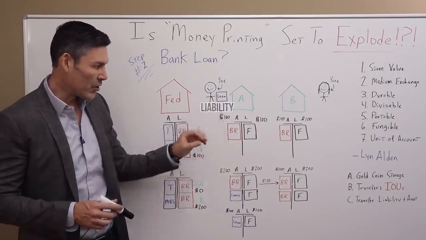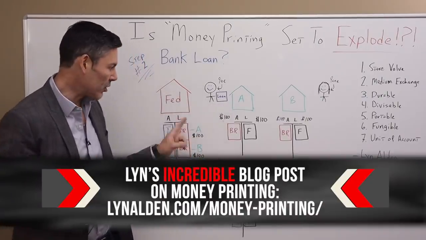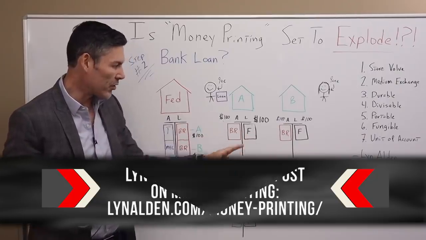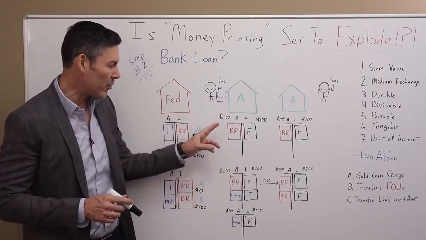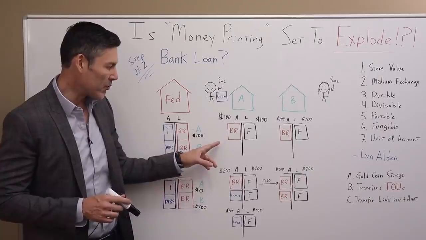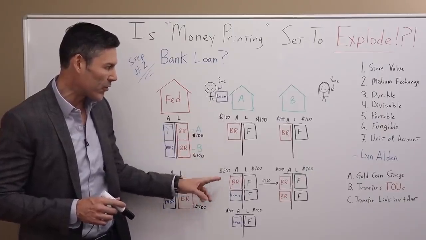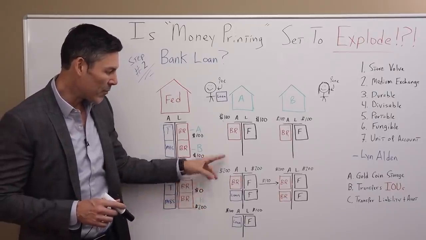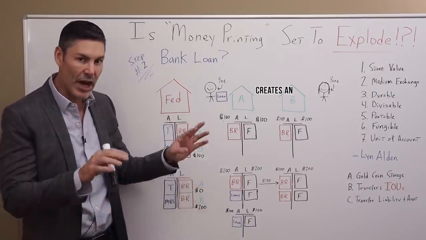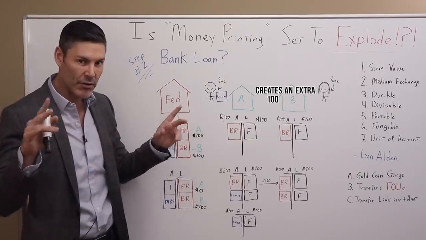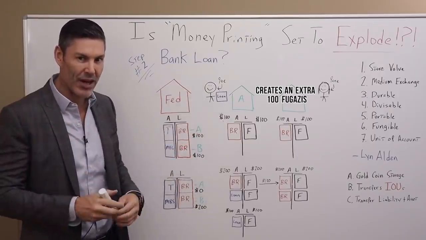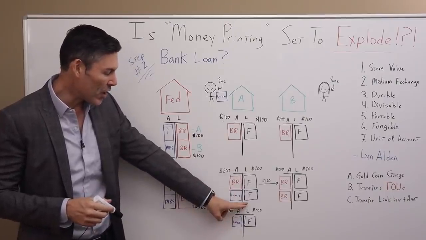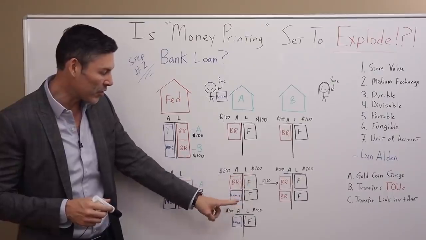So let's walk through this one more time, then we'll take a look at what it does on the Fed's balance sheet. Joe starts off with $100 in IOUs that his bank owes him. The bank has $100 in bank reserves, but Joe gets a loan for $100 to buy a car from Jane. So when he gets the loan, Bank A creates an extra 100 Fugazis, poof, out of thin air. They create money. So Joe has an additional $100 of IOUs, bringing his total to 200.